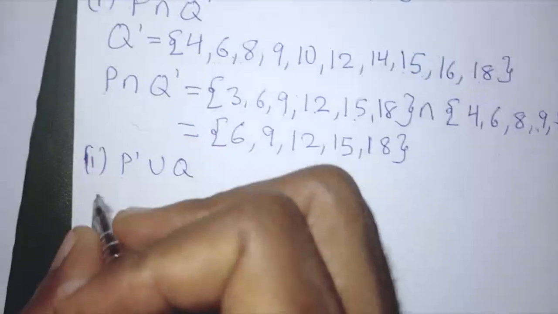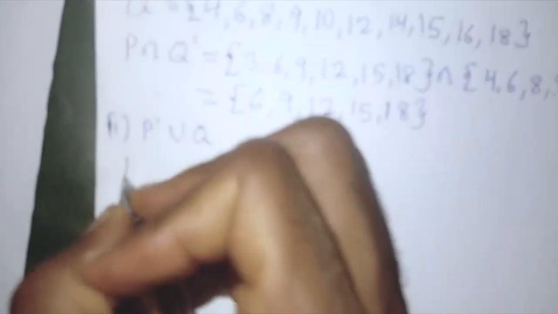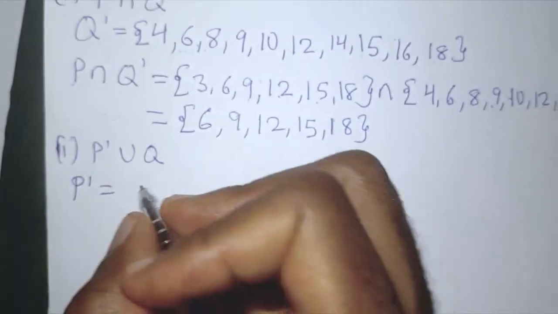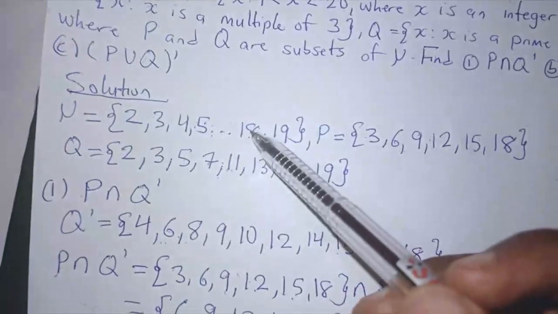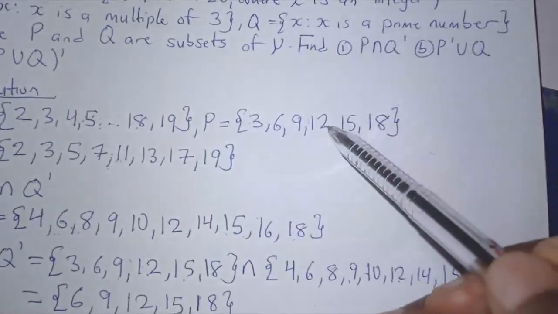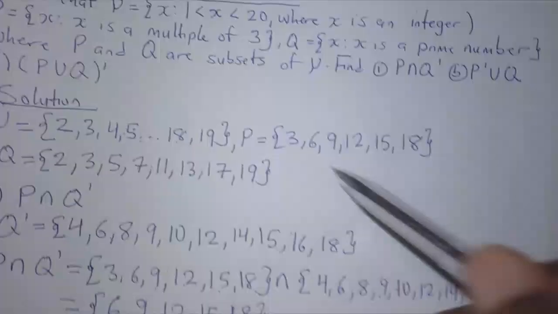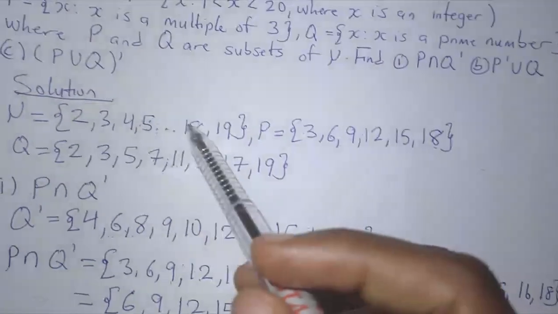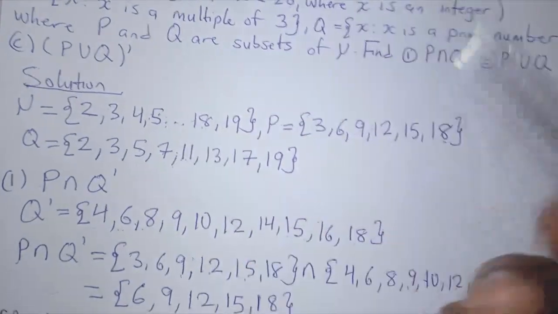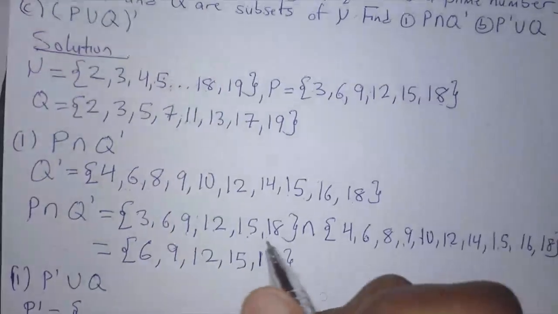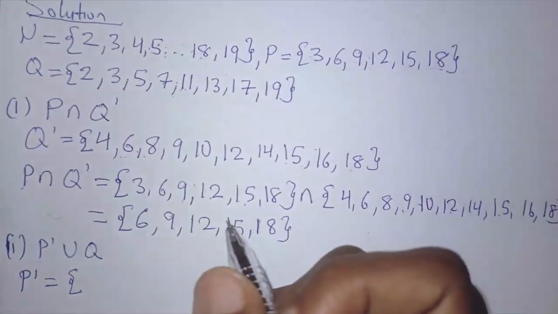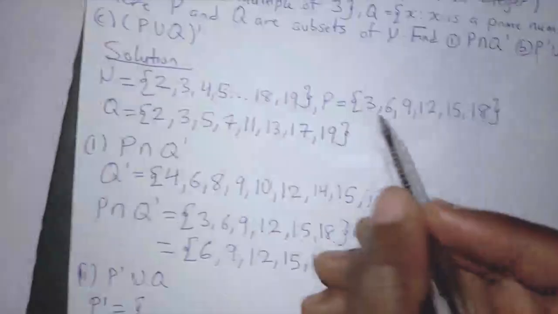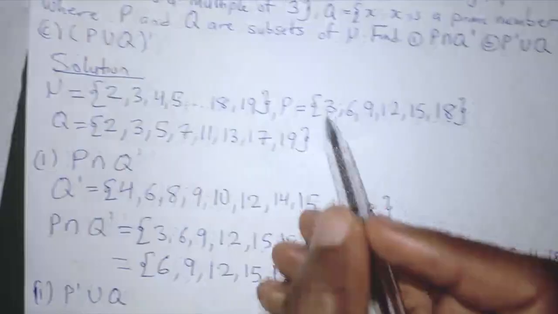So the same way we found Q prime is the same way we are going to find P prime. P prime means the elements that are in the universal set, but they are not in P. So you have to check what are the elements that are not here, but they are in the universal set. The first one I can see here is 2. 2 is here, but it's not here.